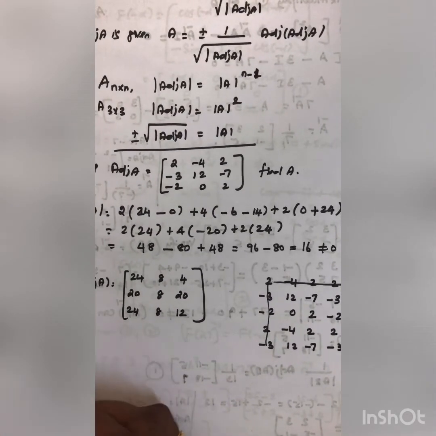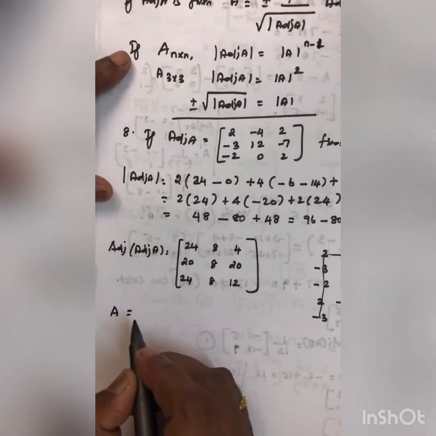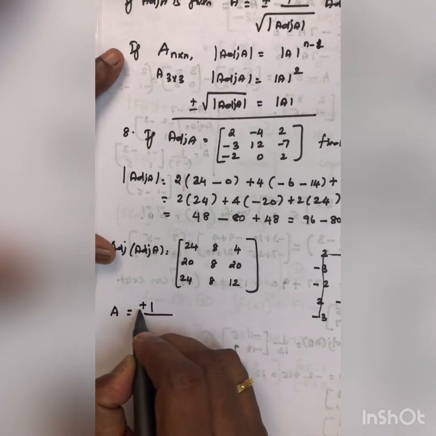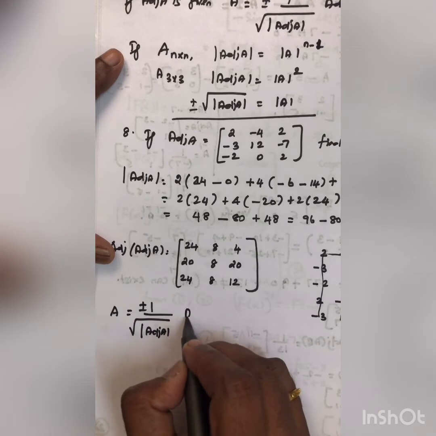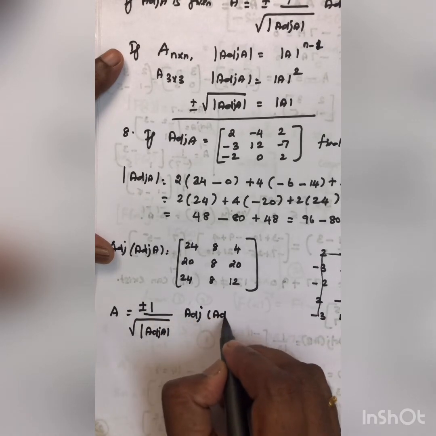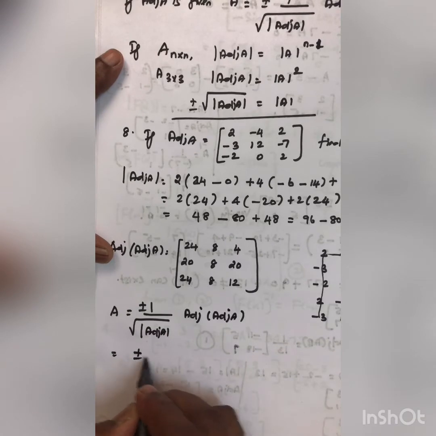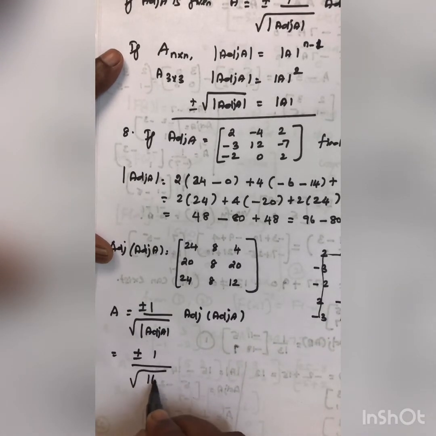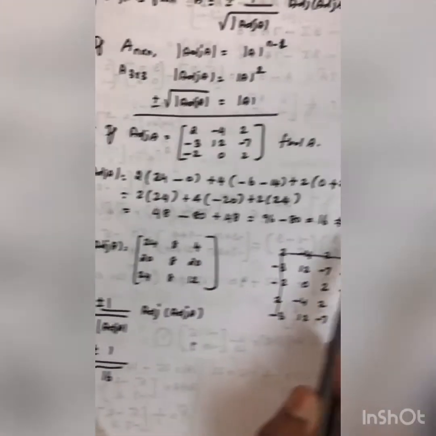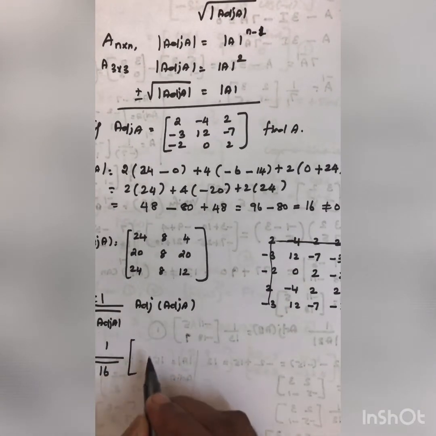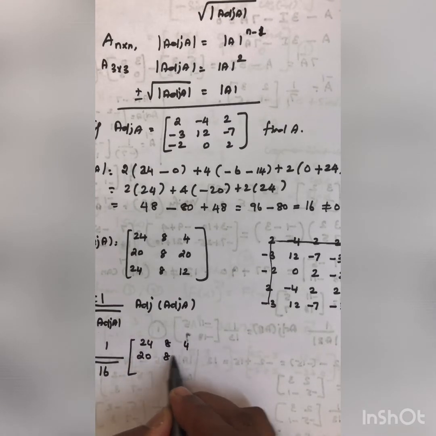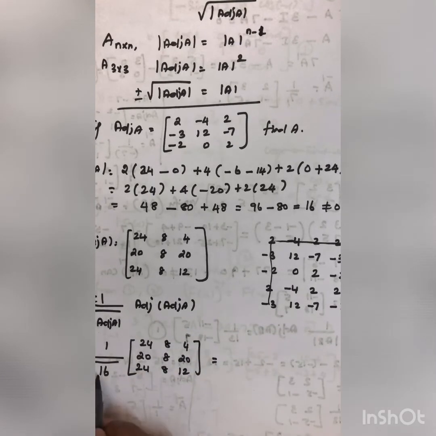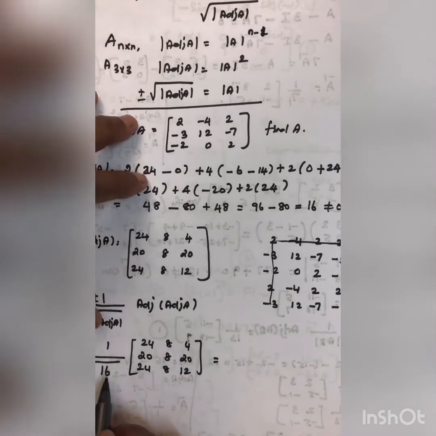So what is the answer? We apply the formula: A is equal to plus or minus 1 by root of determinant of adjoint of A, into adjoint of adjoint of A. That is plus or minus 1 by root of 16, because the determinant of adjoint of A is equal to 16. Now adjoint of adjoint of A we got already: 8, 20, 24, 8, 12. Root 16 is equal to 4. So 1 by 4.